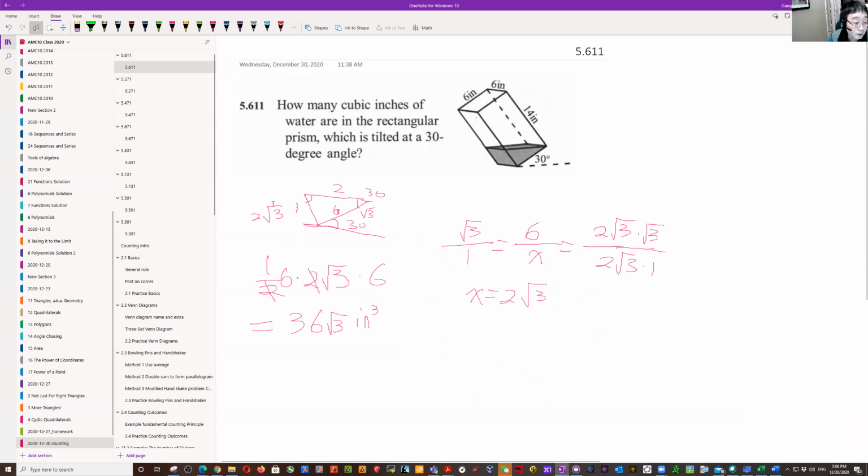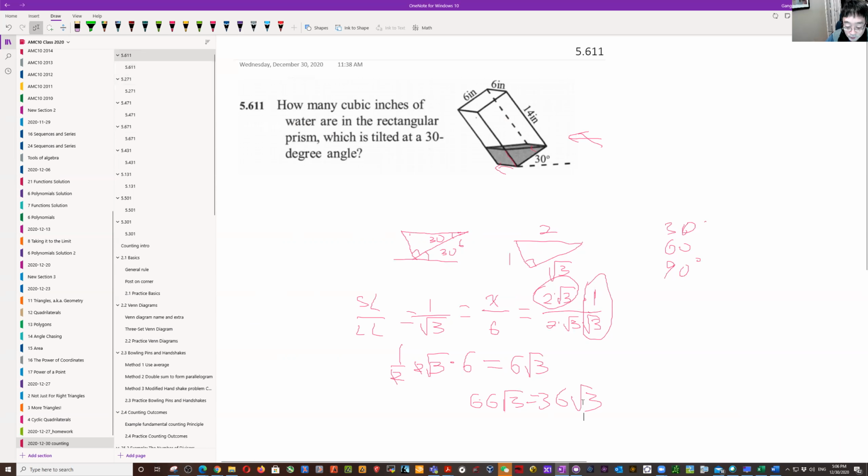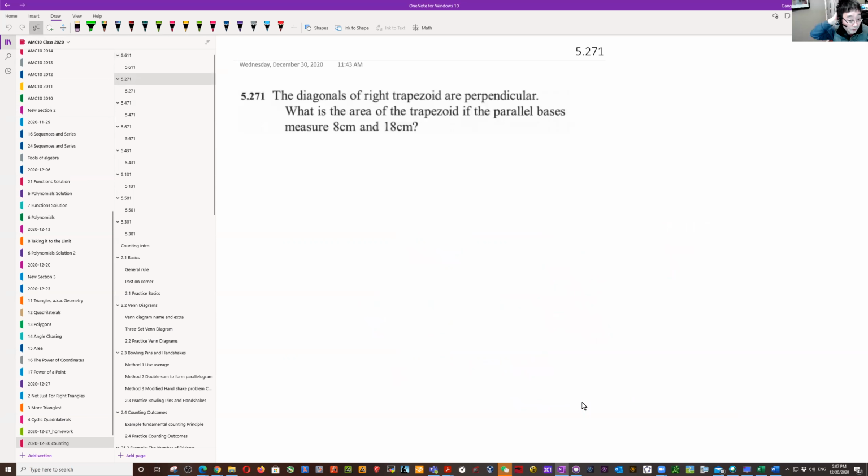So yeah, this is the cube. So basically the area is 30. And don't forget the unit is cubic inches. And then the second question is: the diagonals of a right trapezoid are perpendicular. What is the area of the trapezoid if the parallel bases measure 8 cm and 18 cm?